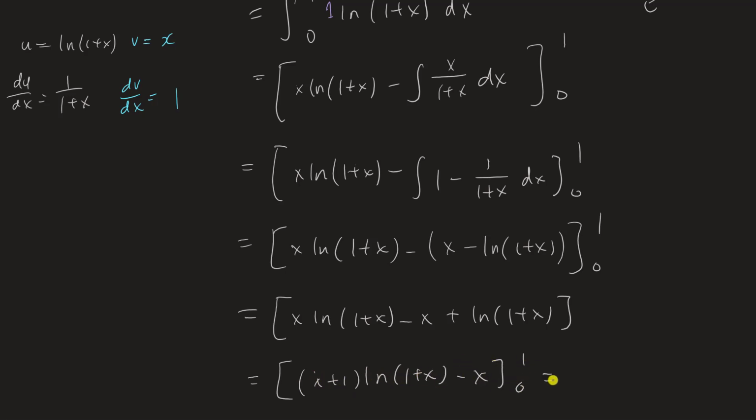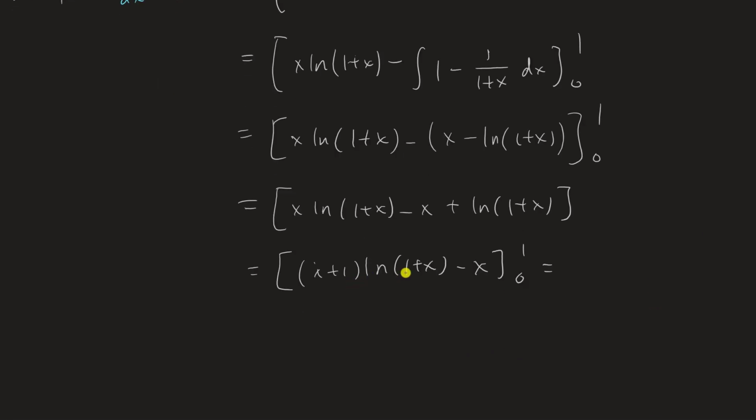And then now it's an easy case of substituting in 1, which will give you 2 ln 2 minus 1, and then substituting in 0. Ln 1 gives you 0, and 0 is here. So this is our final answer.